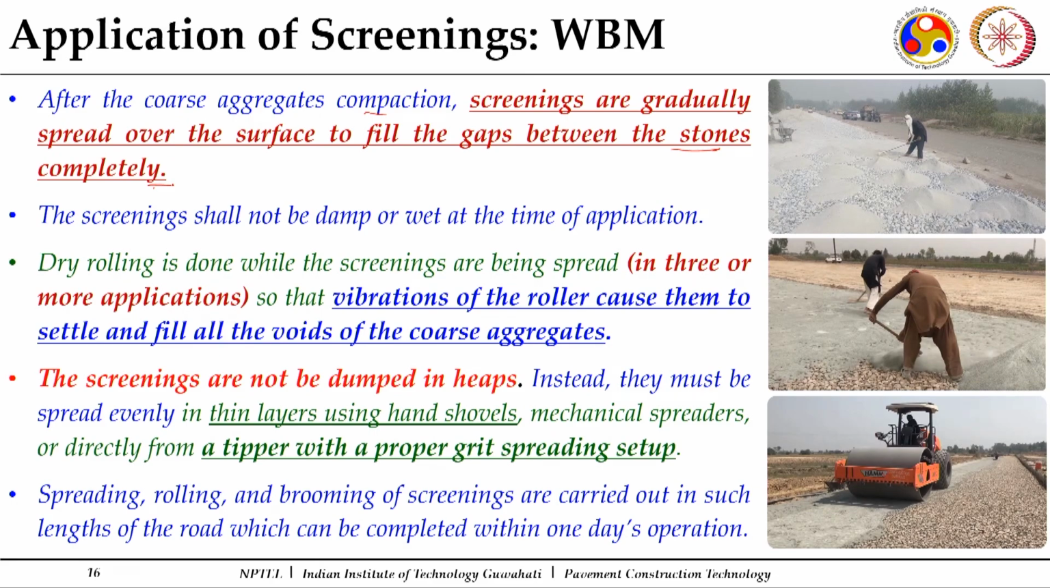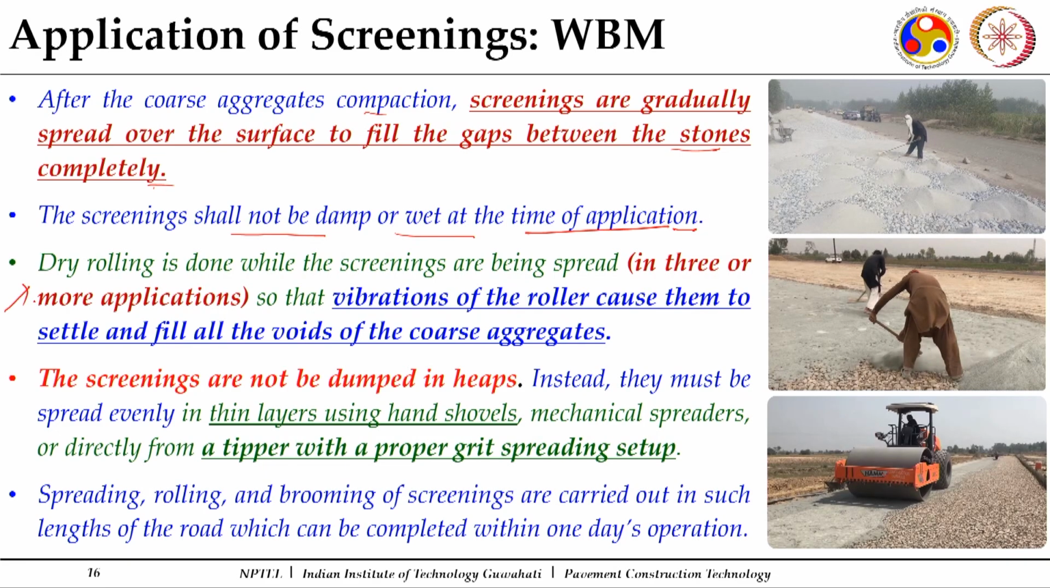In small scale projects, this spreading of screenings can be done manually also, but it is always preferred that mechanical spreaders be used, so that proper spreading is done. The screenings shall not be damp or wet at the time of application. This needs to be ensured, otherwise they will not go inside the voids. So they should not be damp when they are spread over the surface.